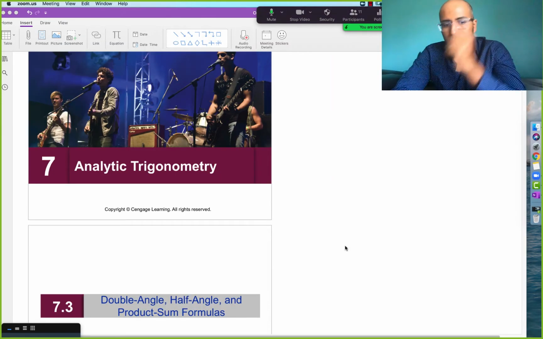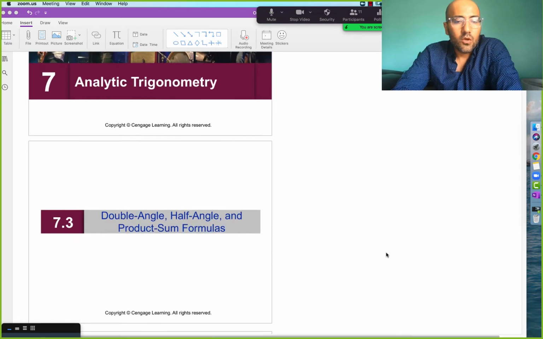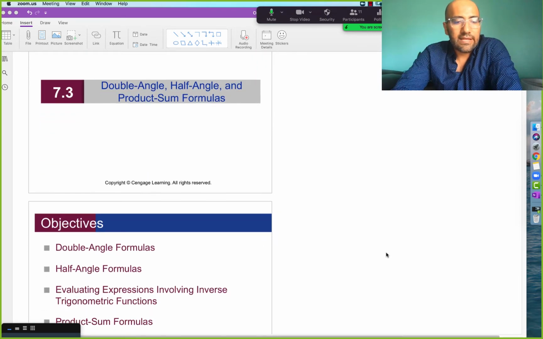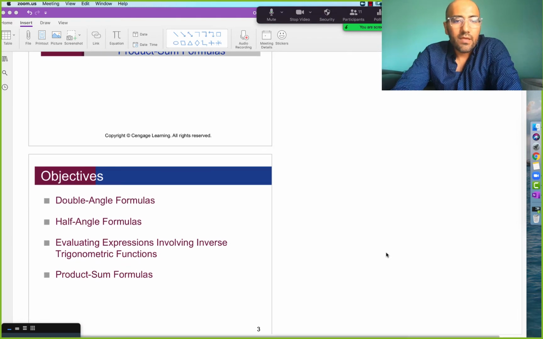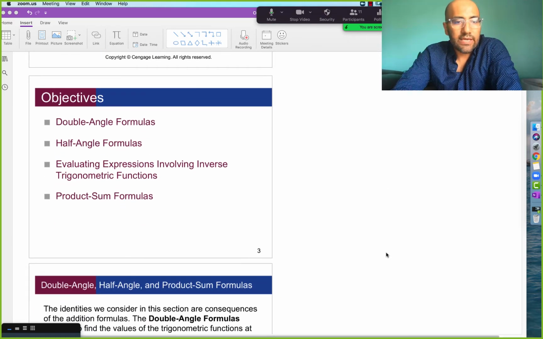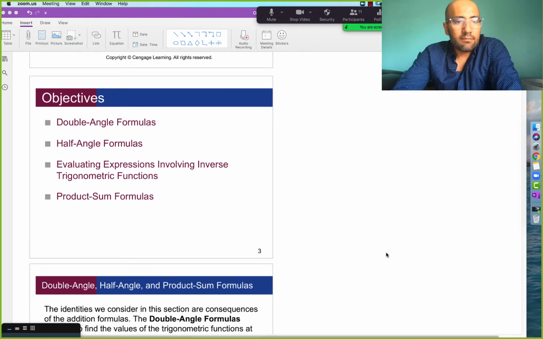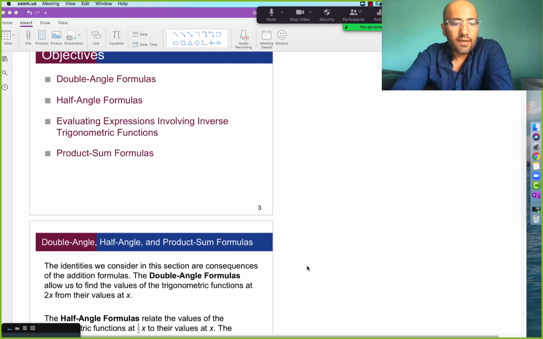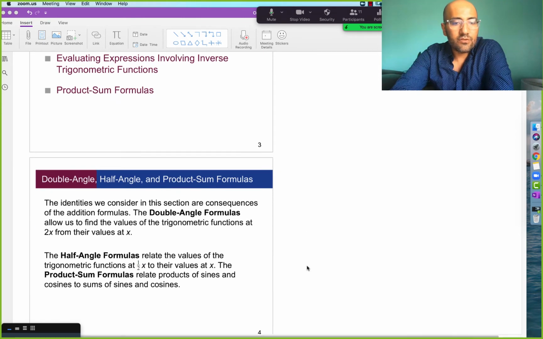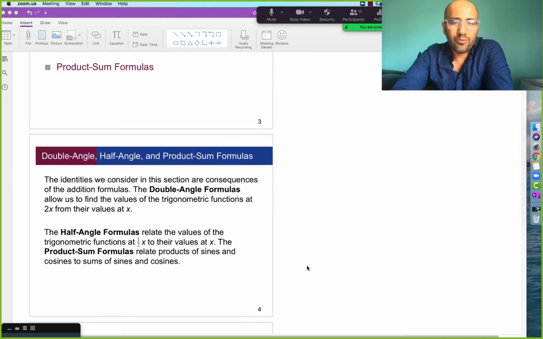All right, Chapter 7, Section 3, double angle, half angle, and product sum formulas. Okay, so these naturally extend from some of the formulas we already have, and we're not going to spend too much time looking at them. You just have to know them, understand what they're saying, be able to apply them. So we're going to be working with the double angle formulas, the half angle formulas. We're going to evaluate expressions involving inverse trig functions, and then use the product sum formulas. And again, we're not going to spend too much time deriving all of them, but some of them are pretty straightforward.